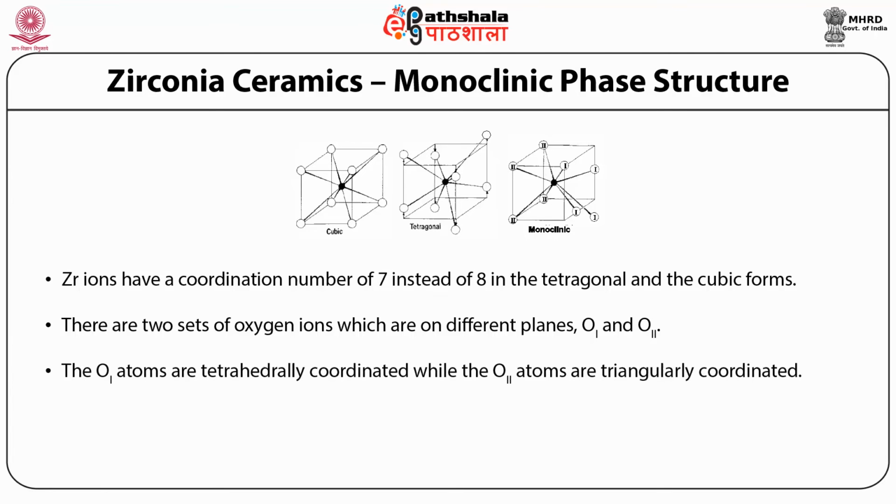The O1 atoms are tetrahedrally coordinated while the O2 atoms are triangularly coordinated. The zirconium-O1 distance is 0.204 nanometers and the zirconium-O2 distance is 0.226 nanometers. So students, in this figure you can see the three structures of zirconium oxide. The figure brings out the distortion needed to change from one structure to another. All the three, that is cubic, tetragonal and monoclinic structures of zirconia ceramic, are shown here.